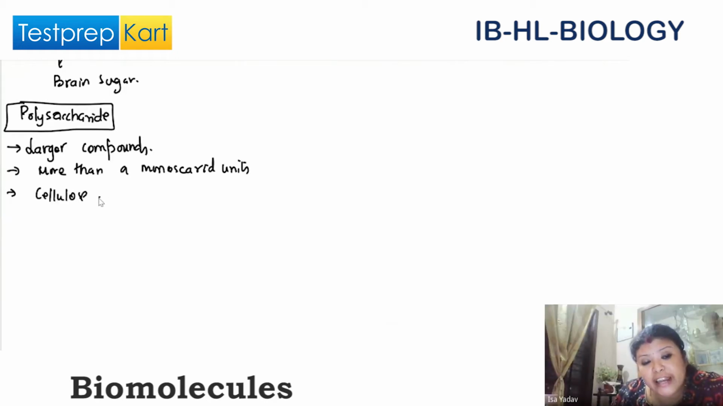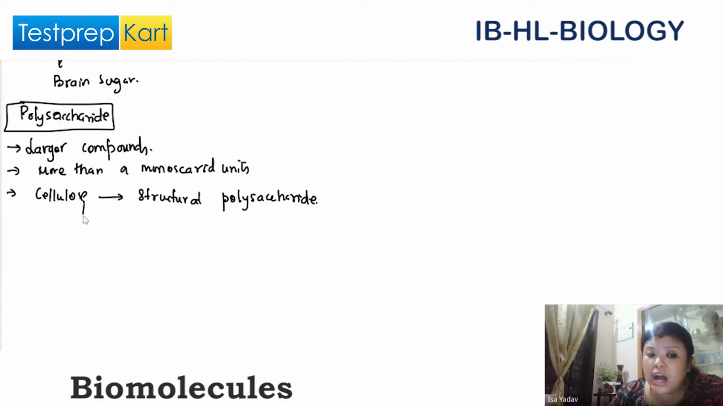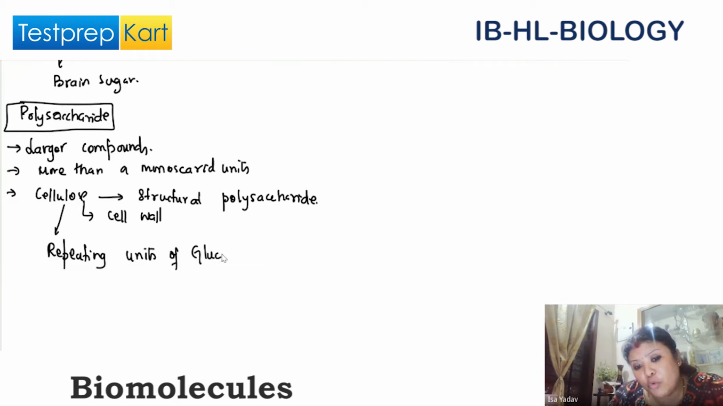Cellulose is a structural polysaccharide. Cellulose is found in the cell wall of plants. It forms the structure of the cell, which is why it is called cellulose. Cellulose is made up of repeating units of glucose.